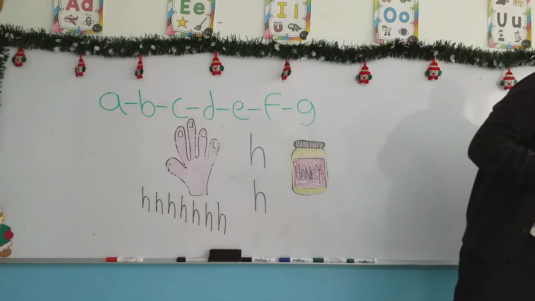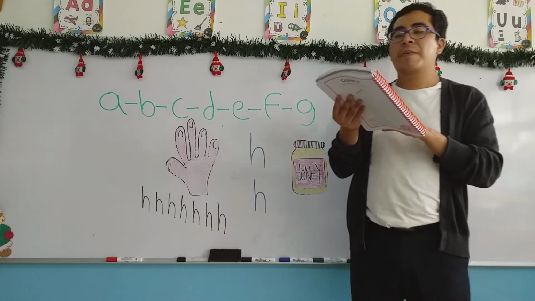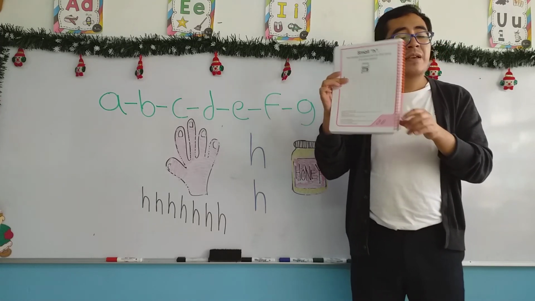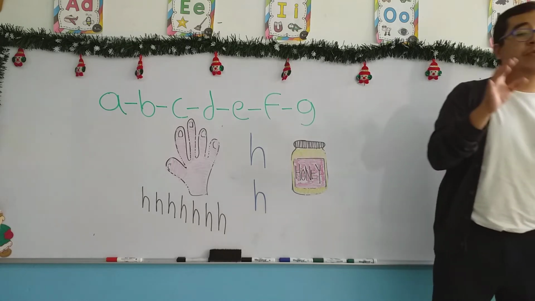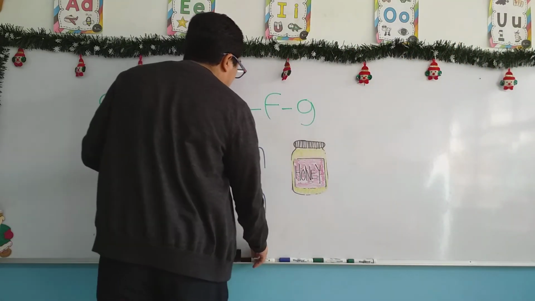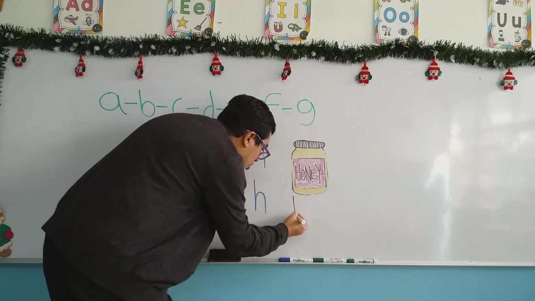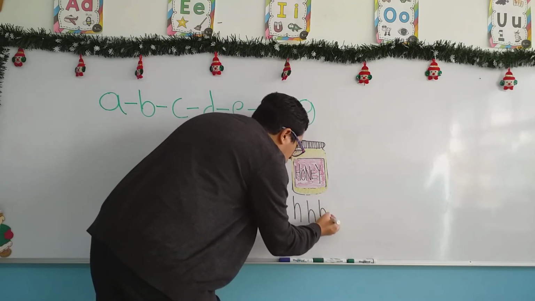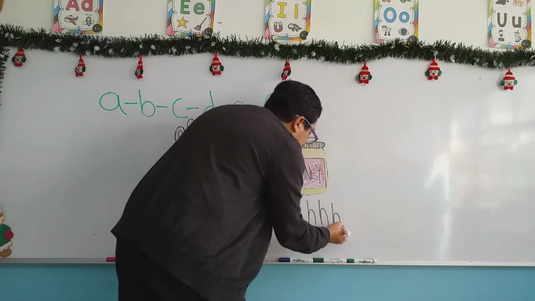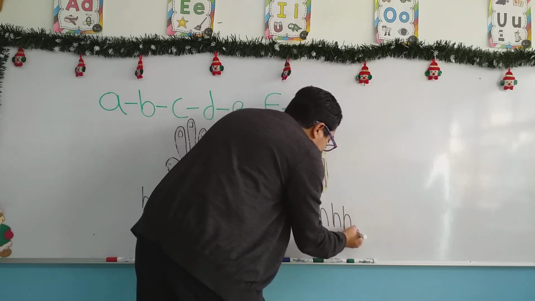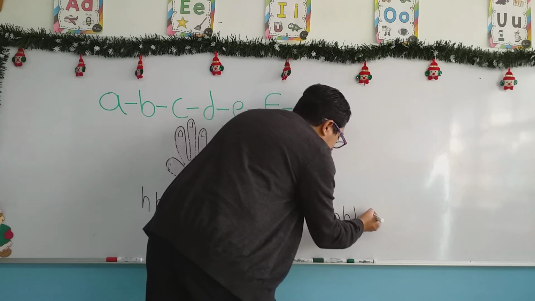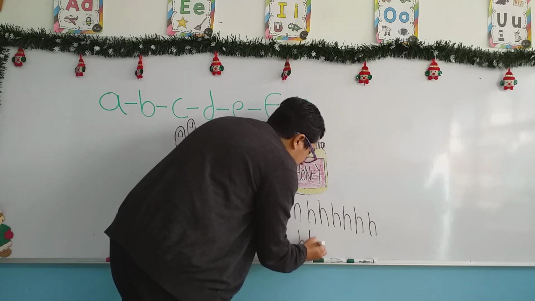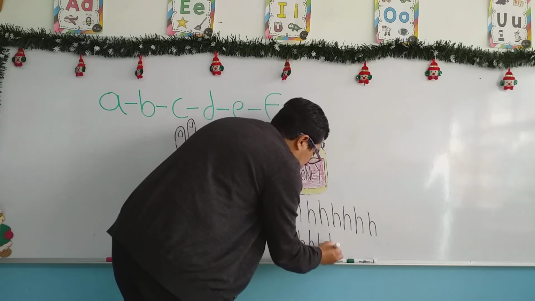Very good. After finishing with the activity of page 109, we continue with page 110. Same instructions, my children. The most important part of this is the tracing of the letter H. Small h. Small h is for honey. The honey is part of the food, and it is produced by the bees so we can consume it. The honey begins with the letter H.